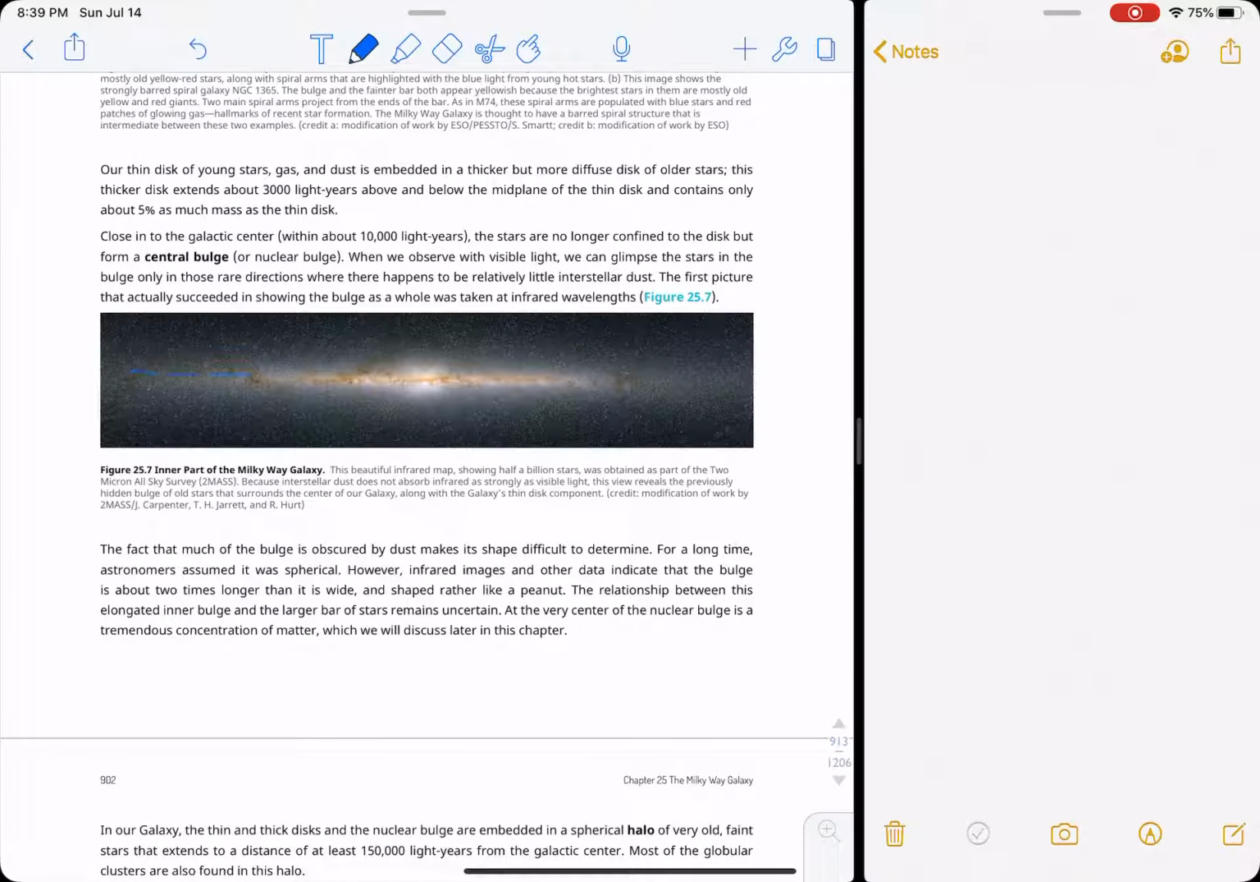Look at this beautiful picture. There's the Milky Way galaxy from our perspective. All the gas and dust along the disk. The central bulge is something like that, where it kind of bulges up near the center. Call it a nuclear bulge.